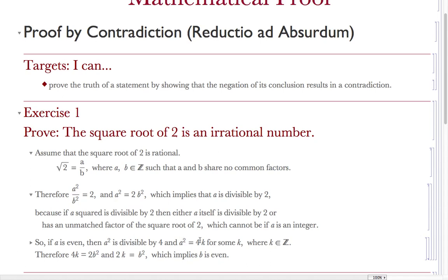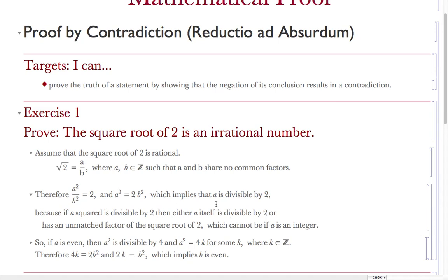Well, if a squared is equal to 4k and a squared is equal to 2b squared from the step before, we can say the 4k must be equal to 2b squared. Excuse me, a squared is equal to 2b squared. Therefore, 4k is also equal to 2b squared. And dividing both sides by 2, we see that b squared is equal to 2k. Well, this implies that b is even for the same reason that a was even above.